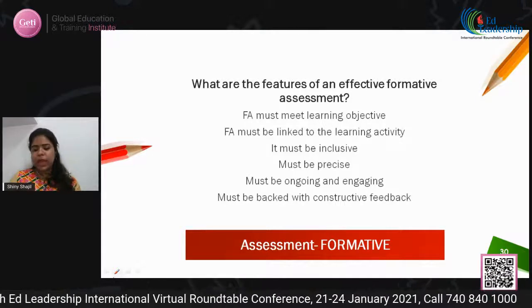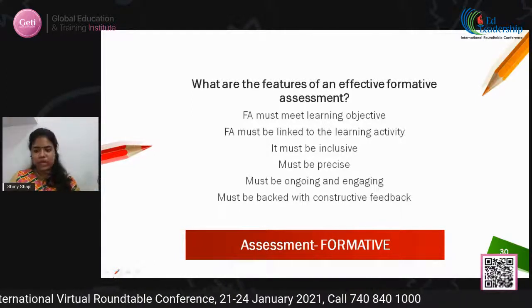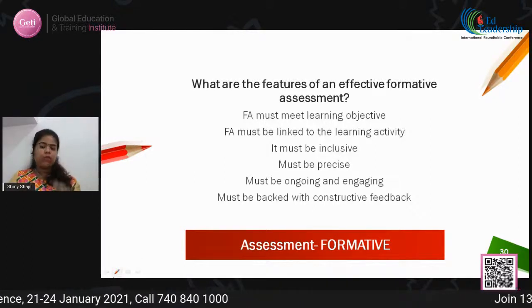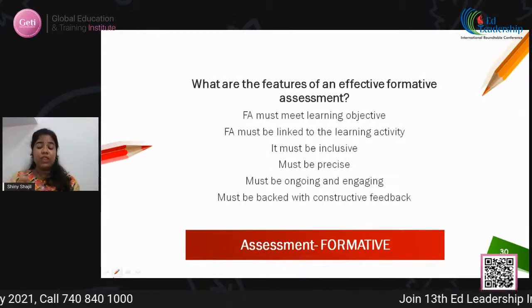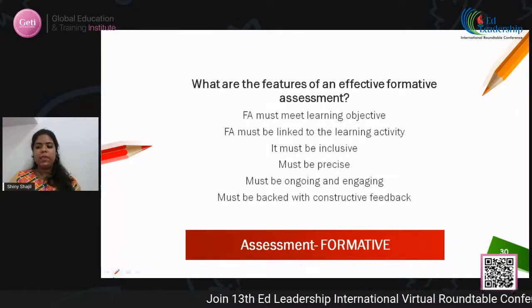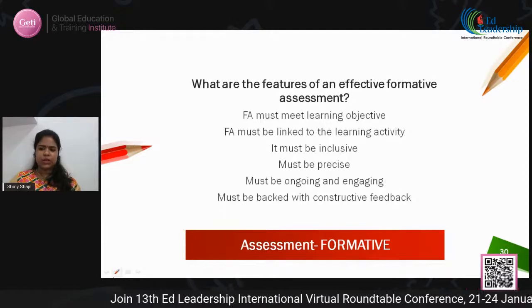If you're not going to give feedback after you assess your children, please forget about assessing, because it doesn't make sense. You're supposed to give feedback. You did this right, this is how you're going to improve, and that feedback must be constructive, quick and immediate. That is what makes an effective formative assessment.